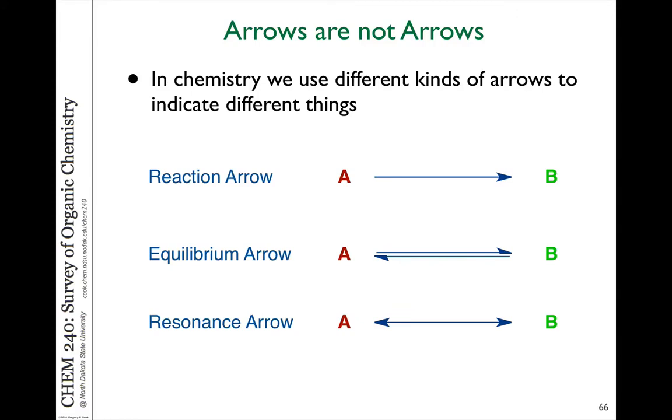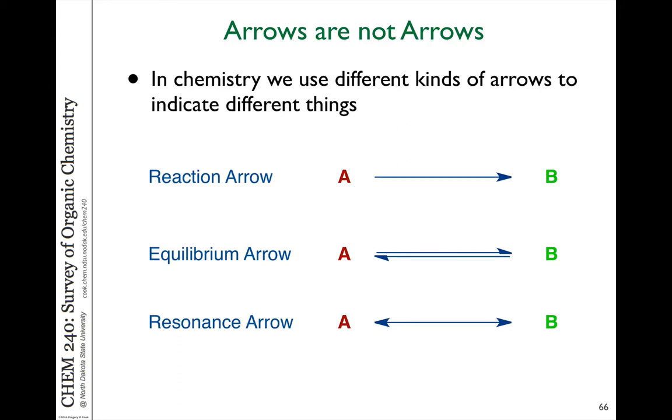Okay, I want to make this short little video to talk a little bit about our use of arrows when talking about organic chemistry, because we have many different kinds of arrows that indicate and signify very different things. So it's important to use the right kind of arrows for the specific task that you're trying to convey, the specific concepts you're trying to convey.